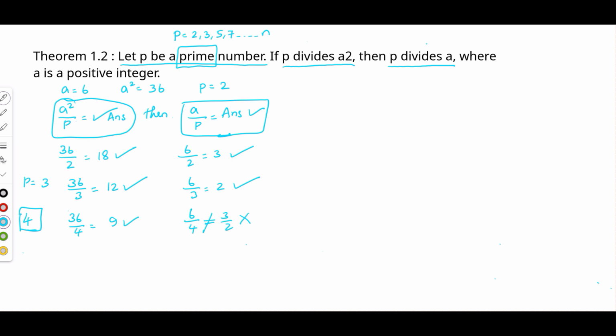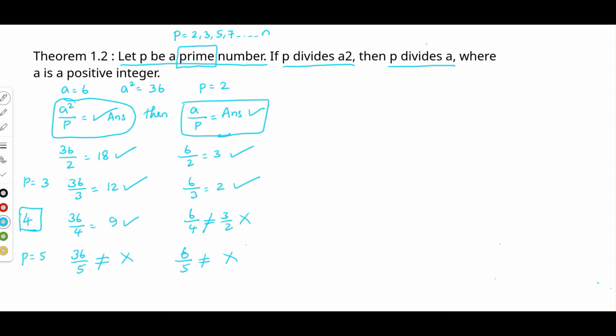Let's take another one. p is equal to 5. Will 36 be divisible by 5? No. So if this is not satisfied, then a also will not be divided by p, that is 6 by 5 also will not give you an answer. So this is the actual meaning of the theorem.